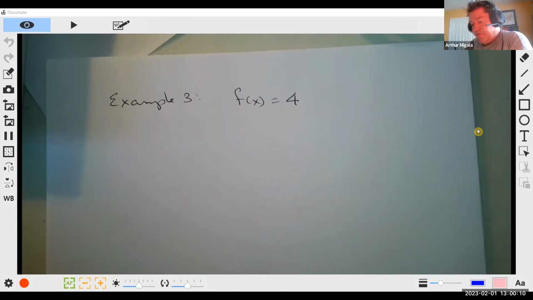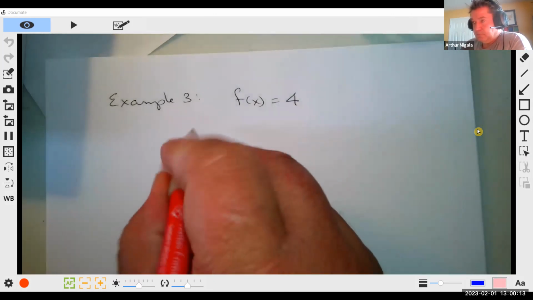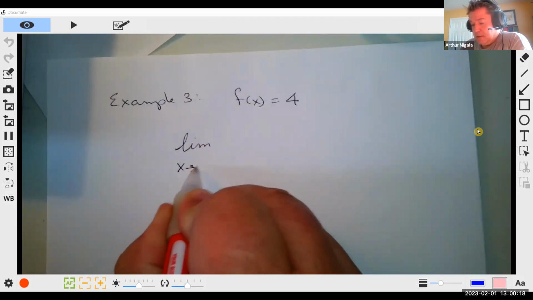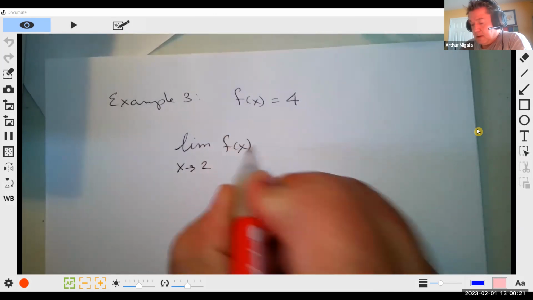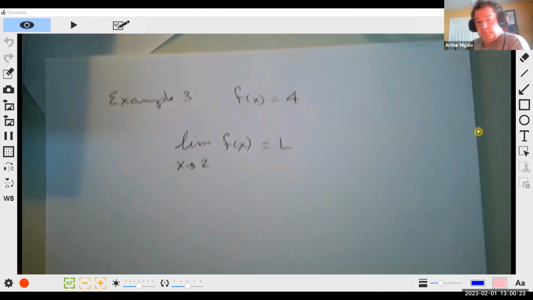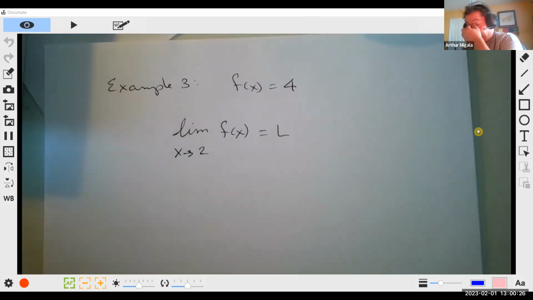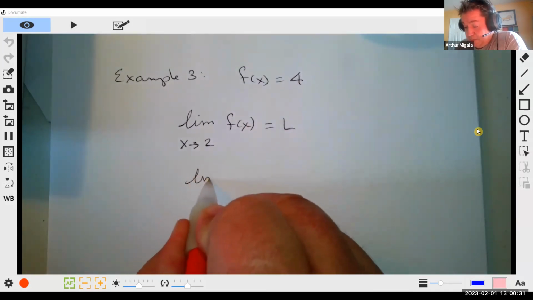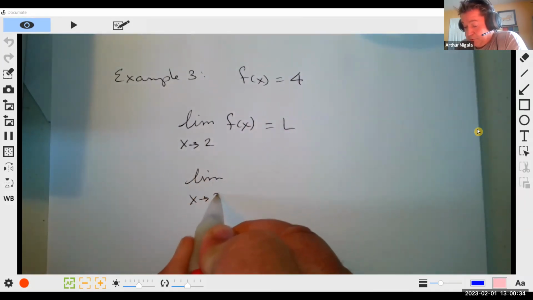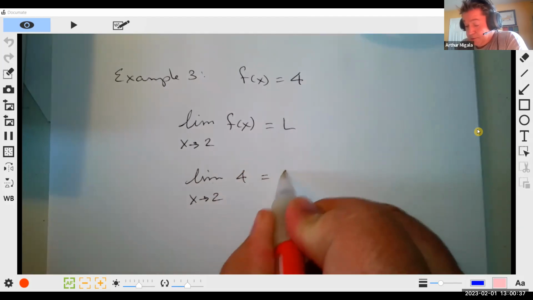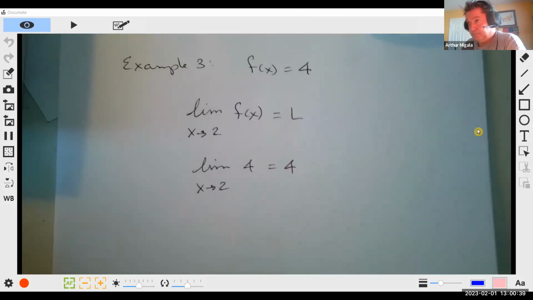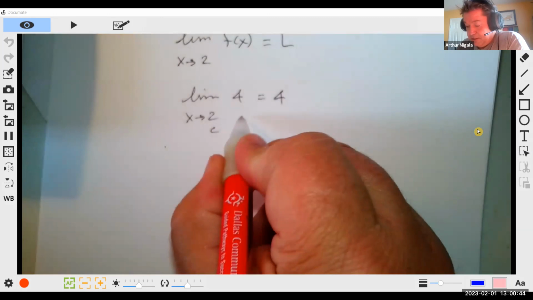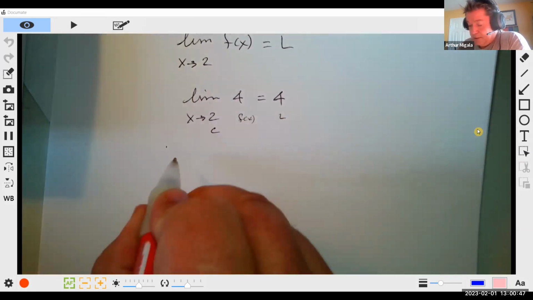So let's try this next one. f of x equals 4. If we plug it into our function, we have the limit as x approaches 2 of 4, and the answer is 4. So this is our c, this is our f of x, this is our L.